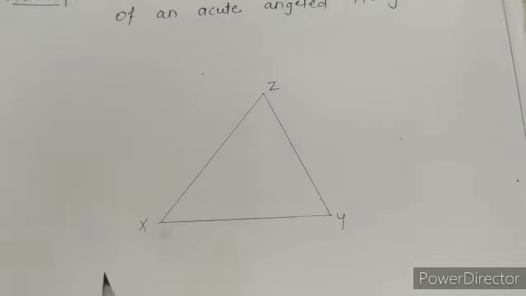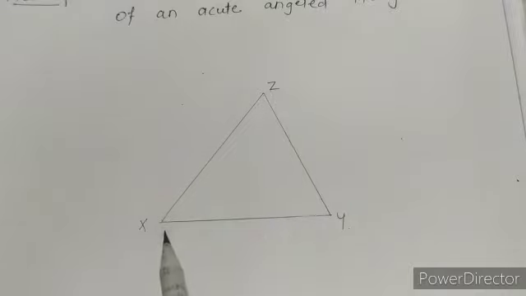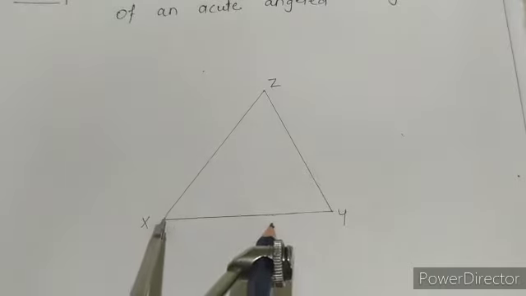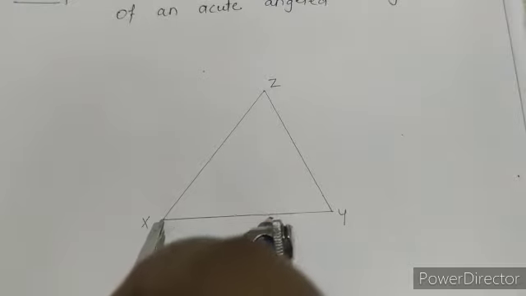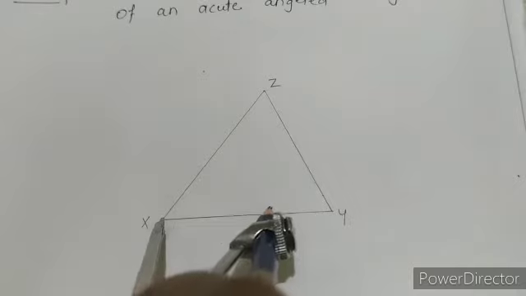Here I have drawn XYZ, an acute angle triangle, any scalene acute angle triangle. Now I will draw the perpendicular bisectors of the XY, YZ and XZ sides. So first draw the perpendicular bisector of XZ. For this I need a compass. Using the compass, keep the tip of the compass on vertex X. Take more than half the distance and draw arcs on both sides.